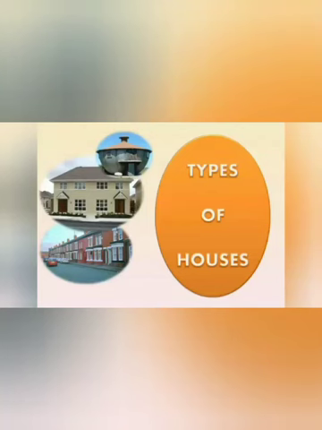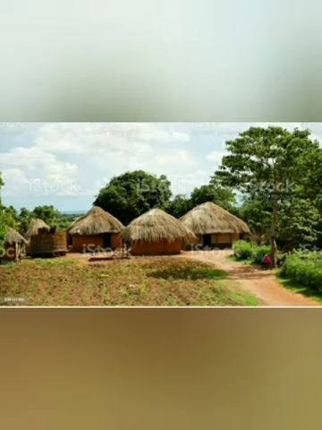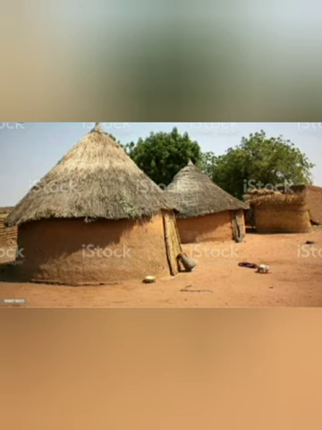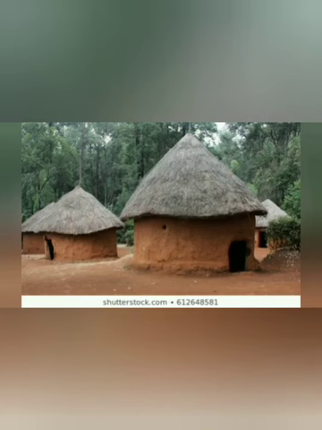Types of houses. People living in different places live in different types of houses. Let's see the types of houses now. The first one is hut. A hut is a small house. The roof of a hut is made up of grass and sticks. The walls are made of stones and mud. These houses are not very strong. Such houses are called kaccha houses.